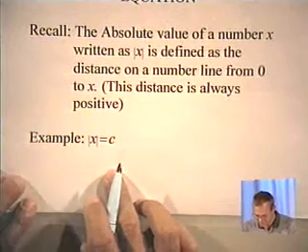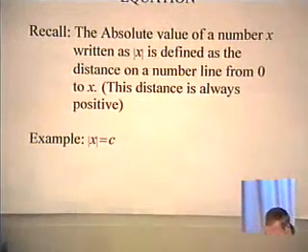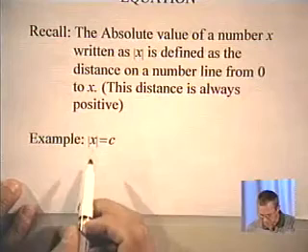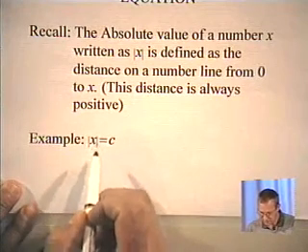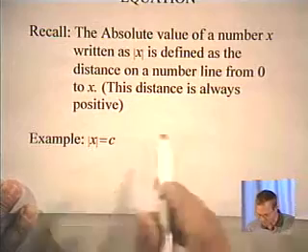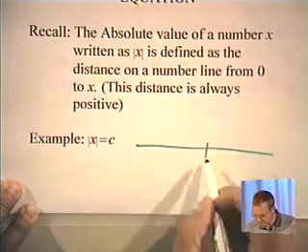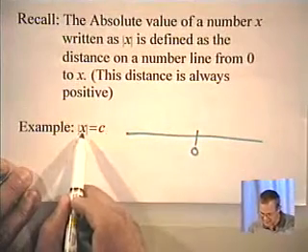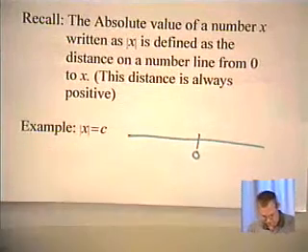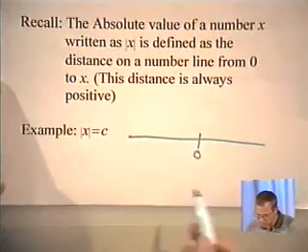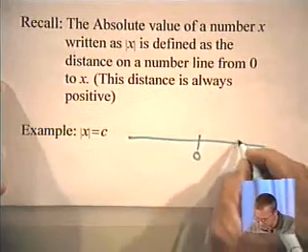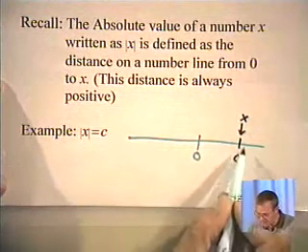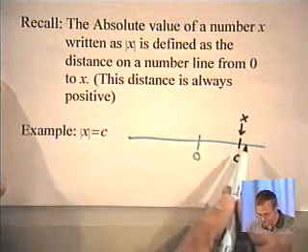Now, let me try to graphically figure out what this thing is really saying. Remember, the absolute value of a number is the distance from the number x to 0. So let's go ahead and draw a number line. Here's 0. In this case, it says that the number x has a distance of c units away from 0. So what are my possibilities for x? Well, certainly x could equal c, because this point would be c units away from 0.